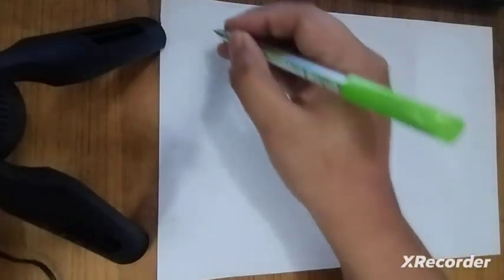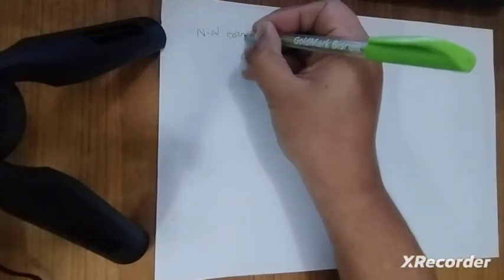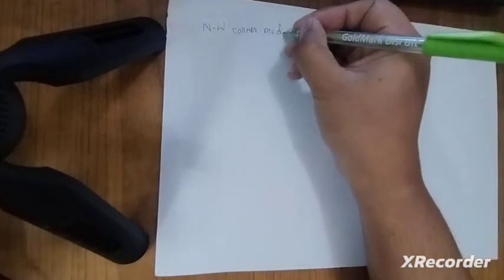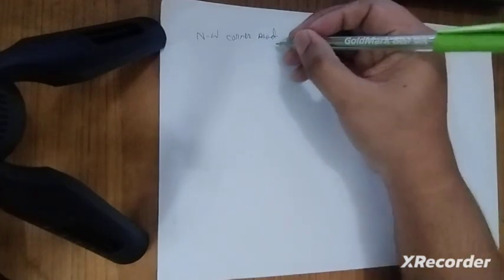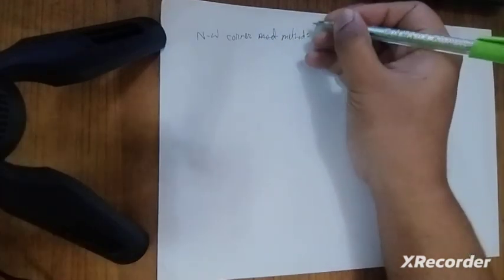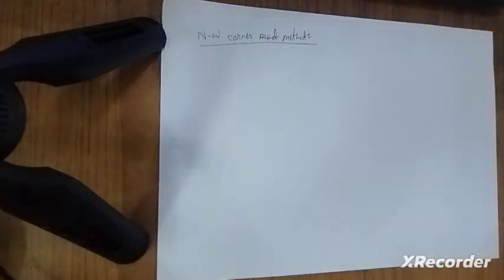Let's start the northwest corner method. We want to solve a transportation problem using the northwest corner method. So firstly, we have a question.